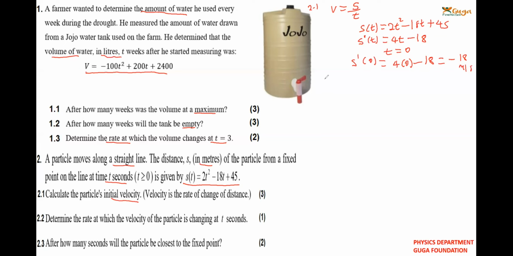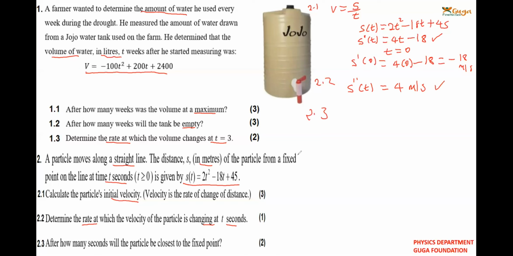So now let's go to 2.2. Determine the rate at which the velocity of the particle is changing at t seconds. The rate, we do the same, we differentiate. So our s prime of t will be equal to, we differentiate this equation, so it will be 4 meters per second. You just differentiate here, power down. Then let's go to 2.3. That was 1 mark.